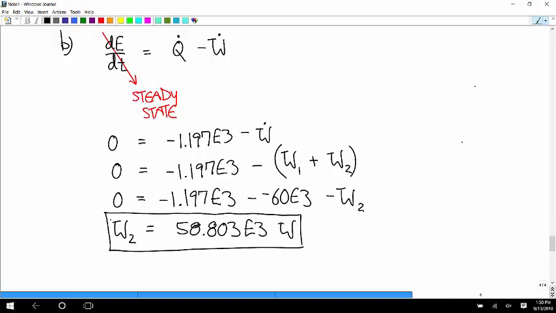Okay, so knowing that the gearbox is in steady state and knowing how much energy is being carried away by the air lets us calculate how much of the work that's put into the top gear comes out in the bottom gear.